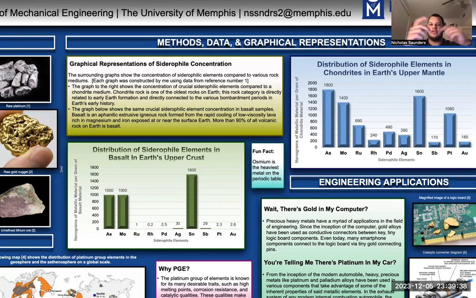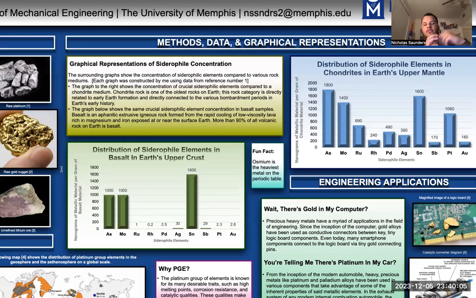So, for instance, here I have two graphs that I constructed from data that I got from one of my papers. It was a very good paper, but in that paper, they studied the distribution of siderophile elements in Earth's upper crust and upper mantle, and specifically in basalts and chondrites and igneous formations and various things of that nature. And they did it with many siderophile elements that were in question.